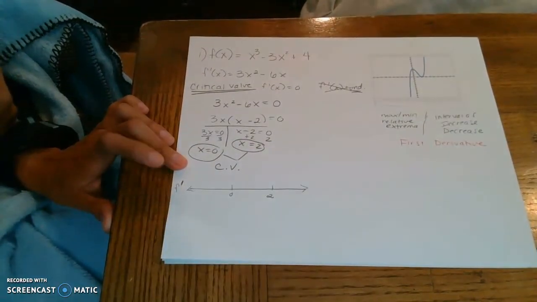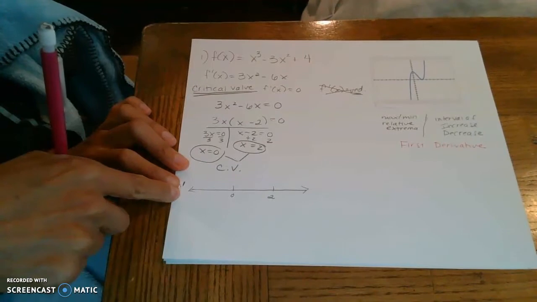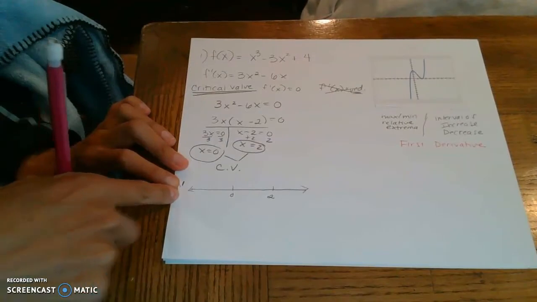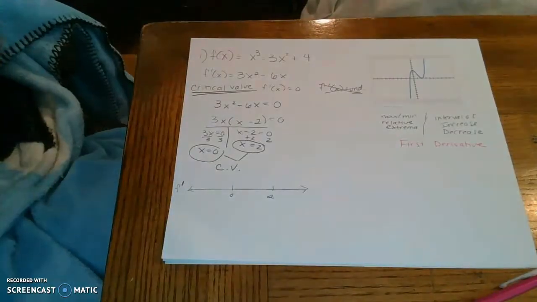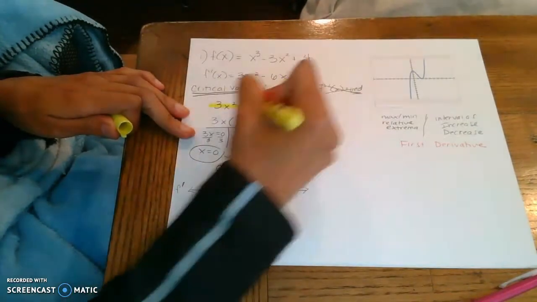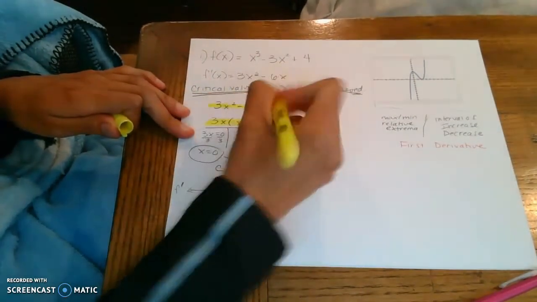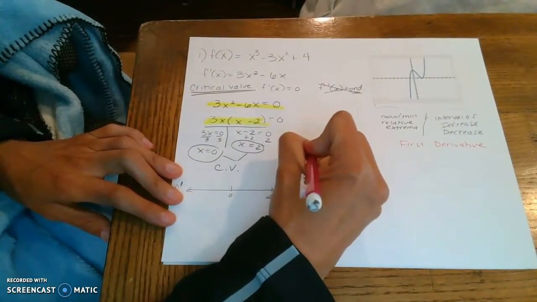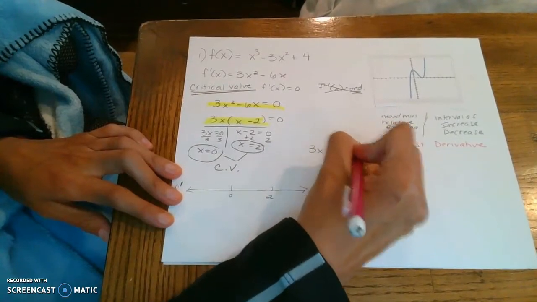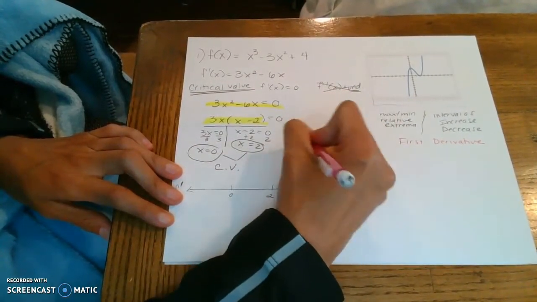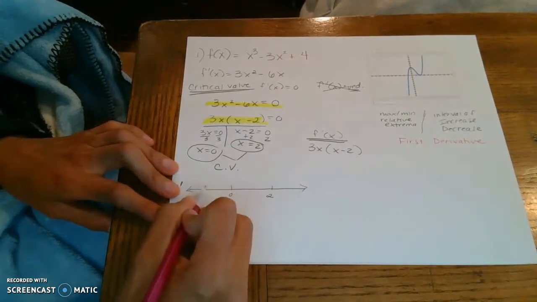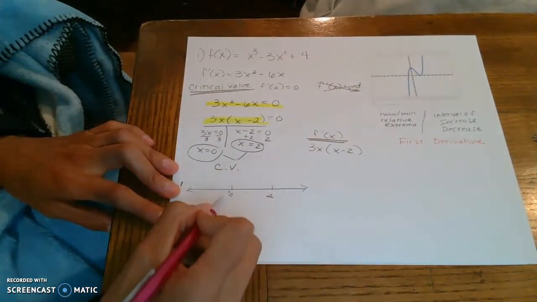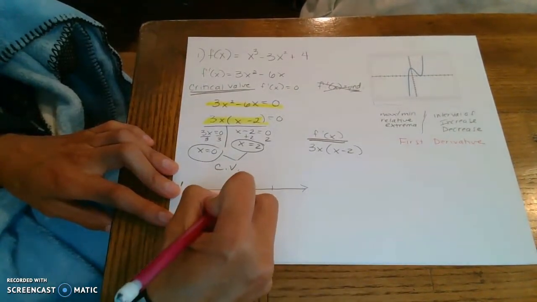So now I put my critical values on my number line, and now I have to perform my sign test on the first derivative. Here's the first derivative right here. You want to perform the sign test on the factored form. I believe that's the easiest. So I'm going to take 3x times x minus 2, which is my first derivative factored, and I'm going to plug in a number from the left, a number in this middle section, and a number to the right. You don't plug in the critical values, because that would just give you 0.